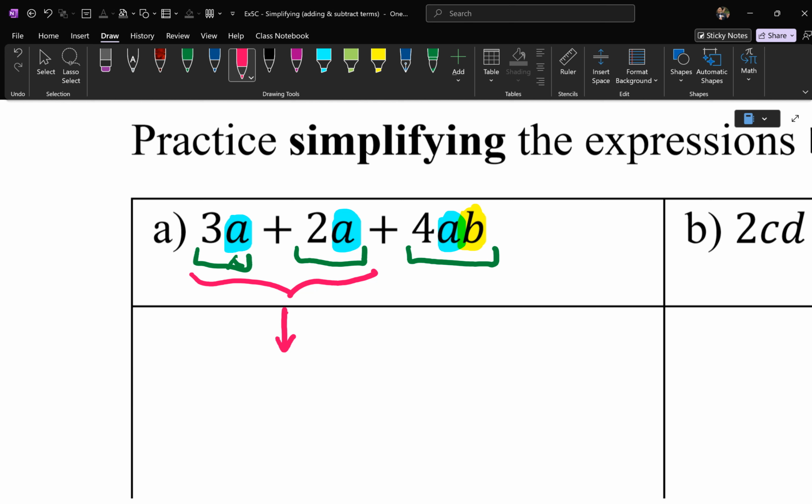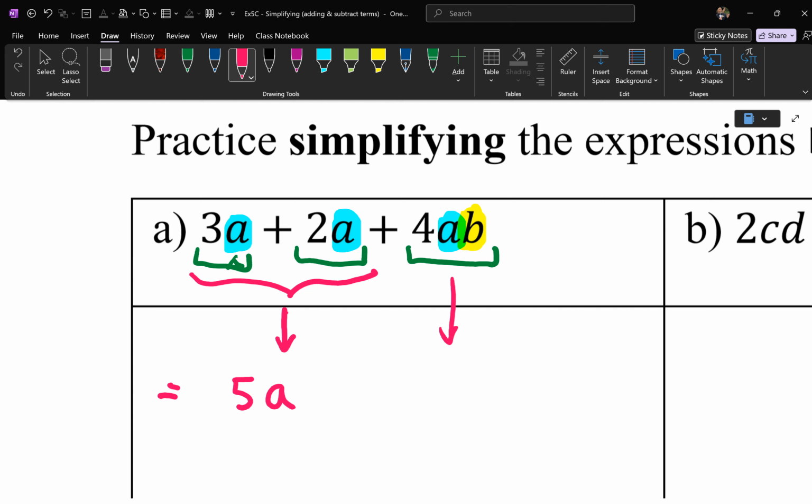So if you think of it as like apples, 3 apples plus 2 apples. How many apples do you have? 5 apples. Does that make sense? Write that down so that you're familiar with what I'm doing there. So we're looking for, out of the 3 terms, which ones are the same? And notice that, yes, all 3 have an A, but only these 2 have just 1 A. That's why we can group those 2 together. 3A plus 2A gives me a total of 5A.